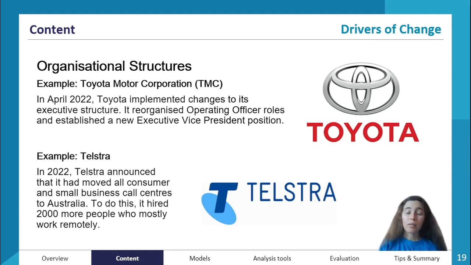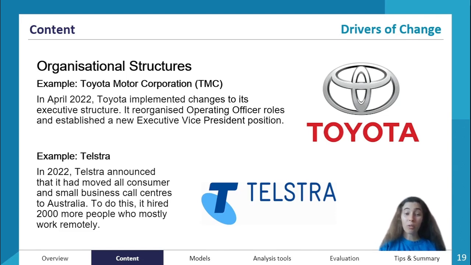Toyota, back in April 2022, implemented changes to its executive structure. In this case, it reorganized its operating officer roles, and it also established a whole new role, the executive vice president position. So that would have resulted in some shifts in the way that hierarchy would have looked in that business.